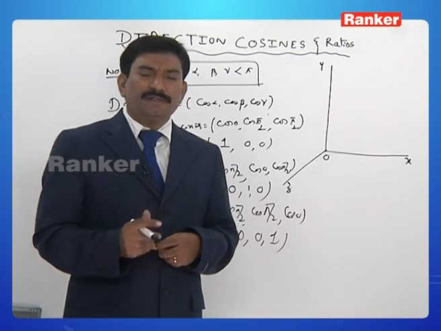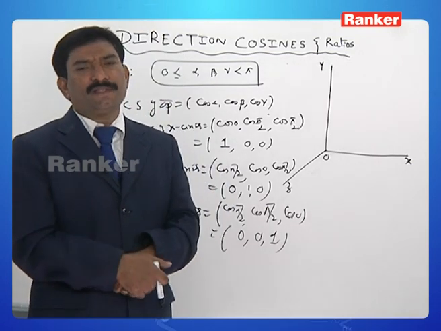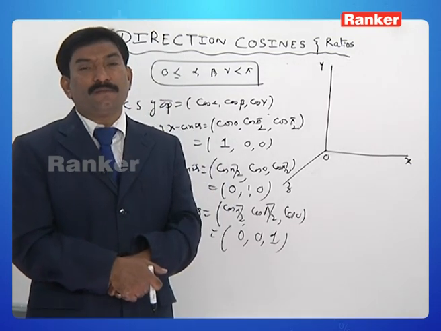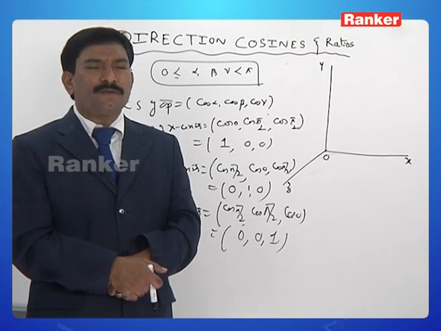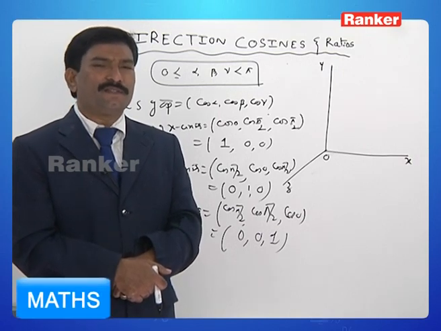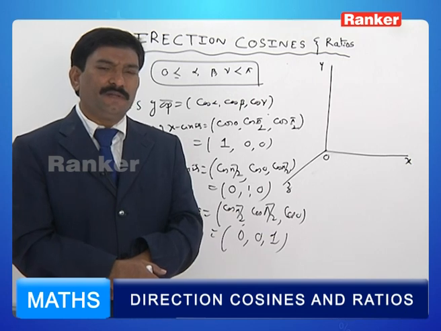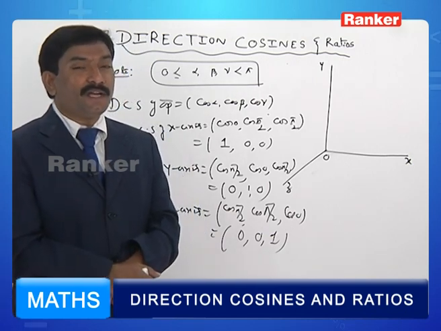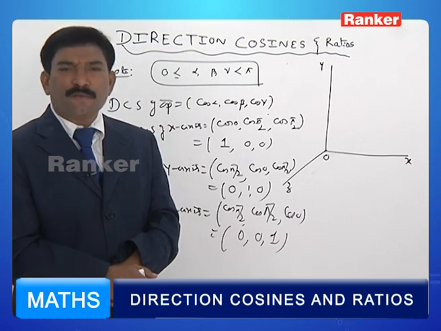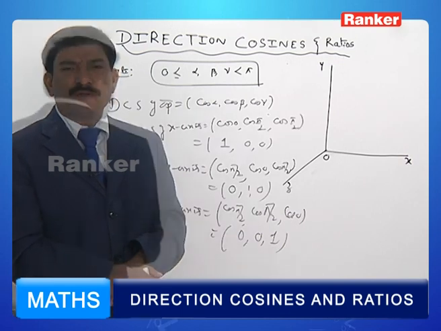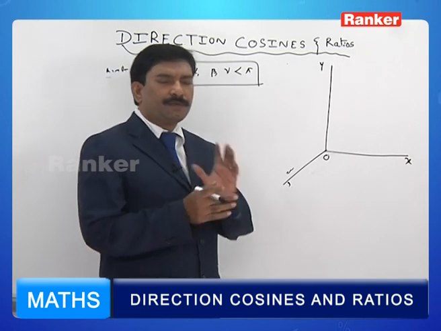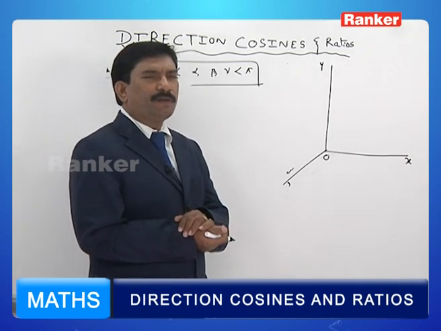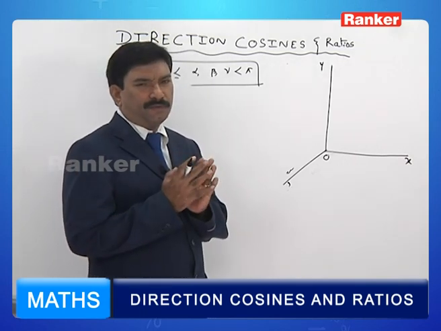Remember, the direction cosines of the x-axis are 1, 0, 0. Direction cosines of the y-axis are 0, 1, 0. Direction cosines of the z-axis are 0, 0, 1. Followed? Now look here. On direction cosines, we come across two points.